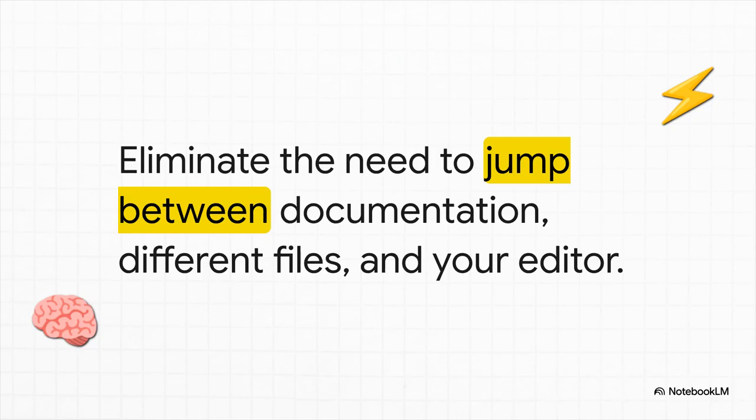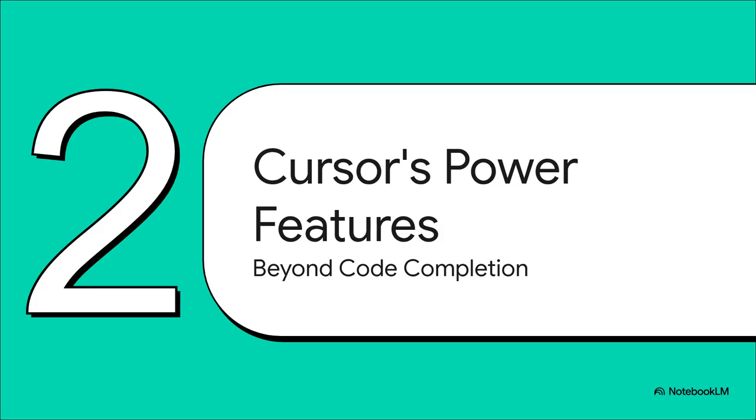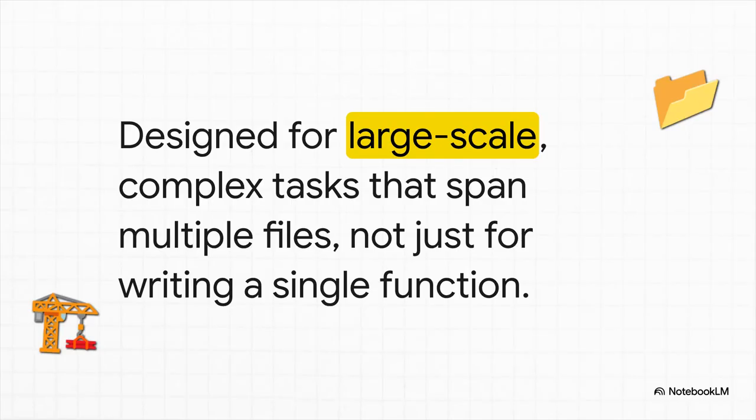And the whole point of this, it's to attack one of the biggest productivity killers for any developer, context switching. You know the drill, right? Jumping between your editor, 10 different browser tabs, sifting through documentation. The goal here is to eliminate all of that, to keep you locked in, focused on what you're actually trying to build. So the big question is, how does Cursor actually pull this off? Well, it all comes down to a few really powerful features that are designed specifically for those messy, complicated tasks we all deal with.